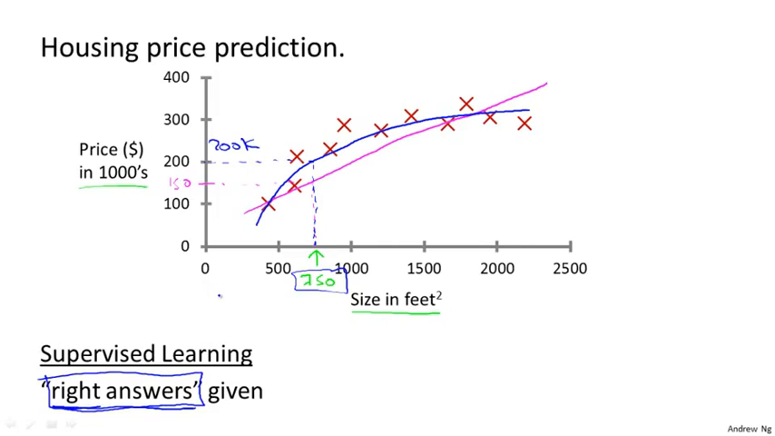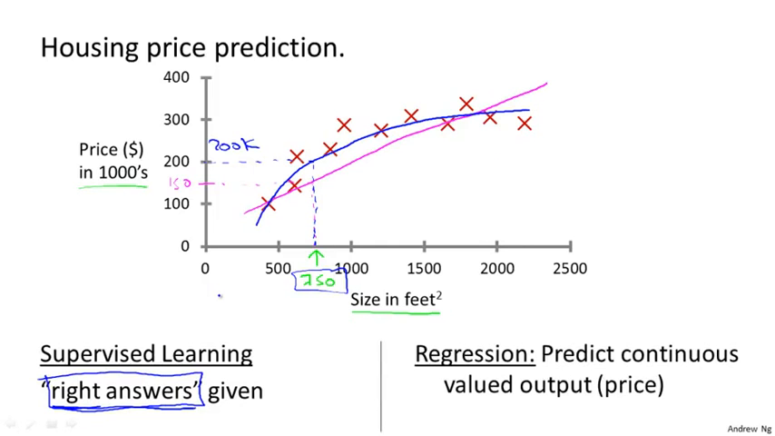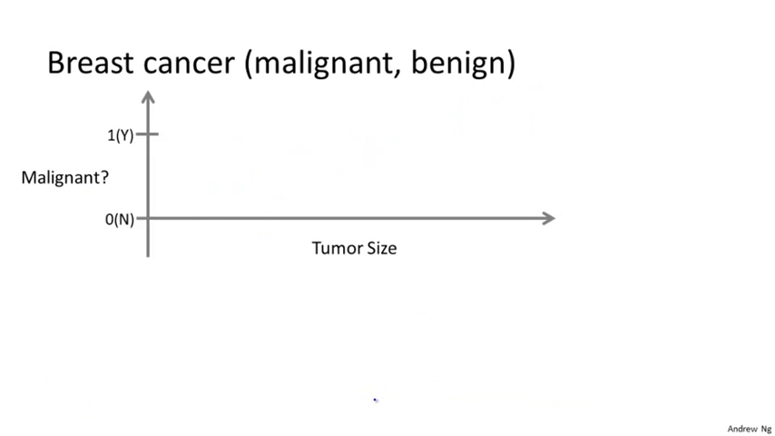To define a bit more terminology, this is also called a regression problem. By regression problem, I mean we're trying to predict a continuous valued output, namely the price. So technically, I guess prices can be rounded off to the nearest cent, so maybe prices are actually discrete valued, but usually we think of the price of a house as a real number, as a scalar value, as a continuous valued number. And the term regression refers to the fact that we're trying to predict this sort of continuous valued attribute.